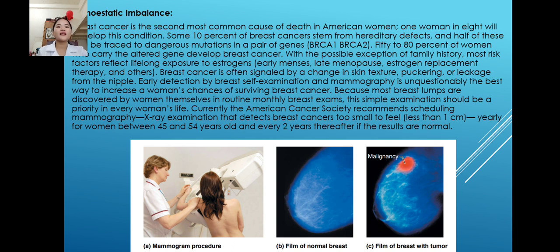Currently, the American Cancer Society recommends scheduling a mammography, an X-ray examination that detects breast cancers too small to feel, less than 1 centimeter, yearly for women between 45 and 54 years old, and every 2 years thereafter if the results are normal. So that would be all.